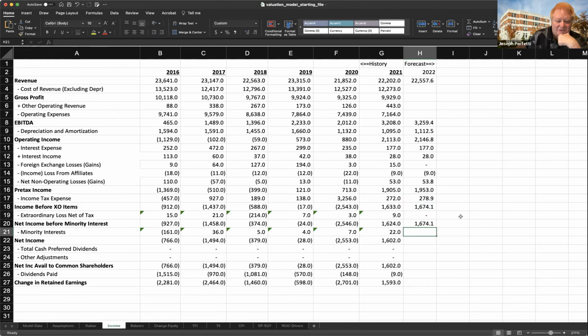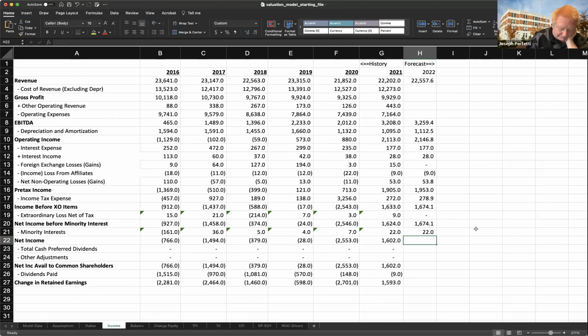Now we get down to the payments to the minority shareholders. So last year they paid 22 million in dividends to the minority shareholders. Again, we are going to leave a target capital structure, which means we're going to leave the debt and equity alone, which also means we're going to leave the dividend payments alone. Whatever dividends you're paying, you keep paying. We don't change those. So the 22 million of dividend payments to the minority shareholders, that recurs in 2022. So H21 equals G21.